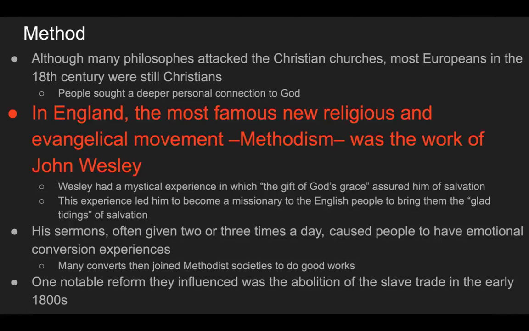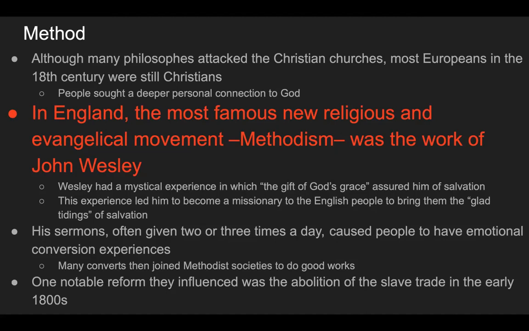All right, the method. Although many philosophes attacked Christian churches, most Europeans in the 18th century were still Christian. People sought a deeper personal connection to God. In England, the most famous new religious and evangelical movement, Methodism, was the work of one man, John Wesley.